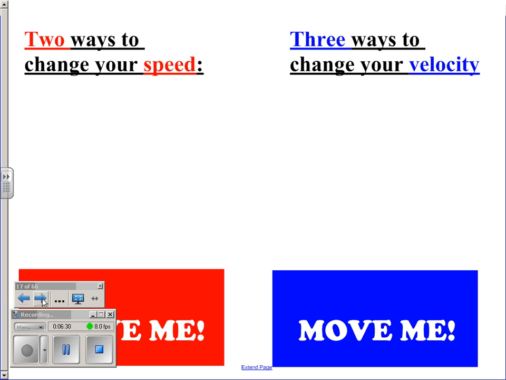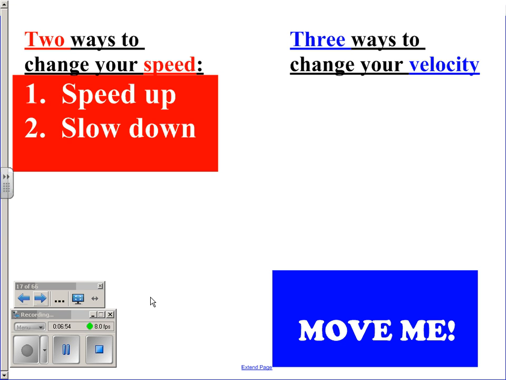Now, because of the fact that the speed does not include direction, but the velocity does, it turns out there are two ways you can change your speed, but three ways to change your velocity. Okay, remember, speed measures how fast you're going. So if you're in your car, think about the ways you can change how fast you're going. There's two things you can do. You can either speed up or slow down, right? Those are the only ways you can change your speed. Speed up or slow down.